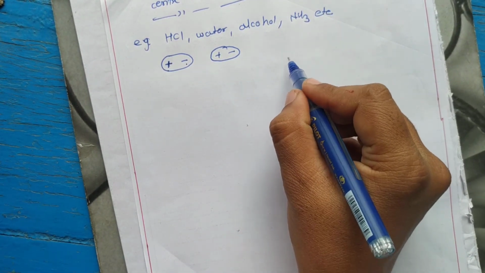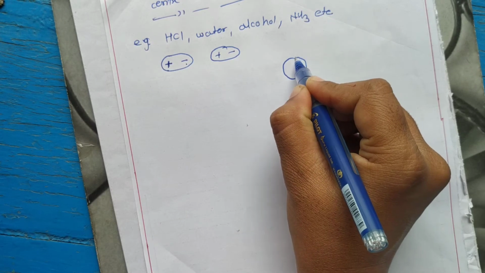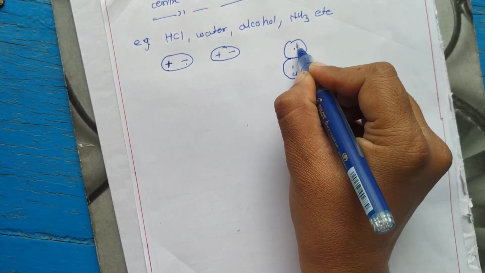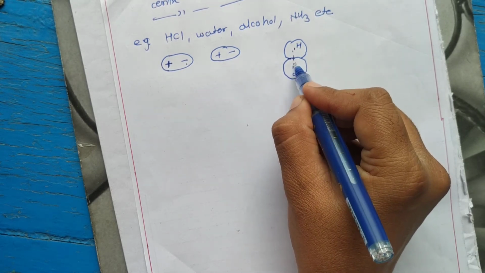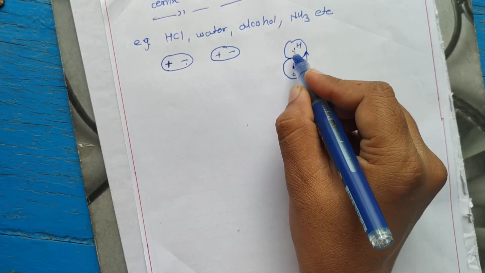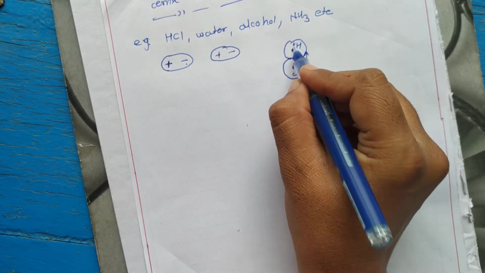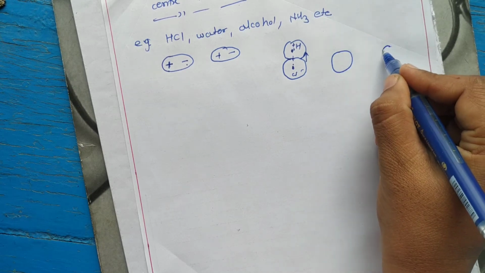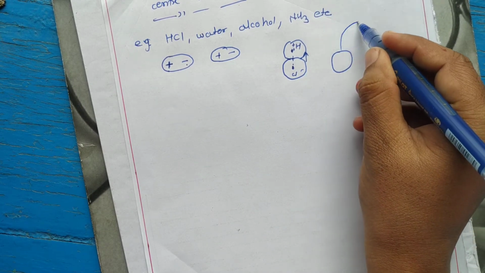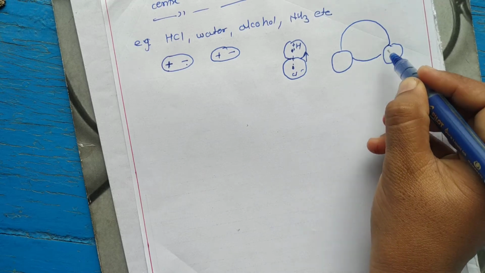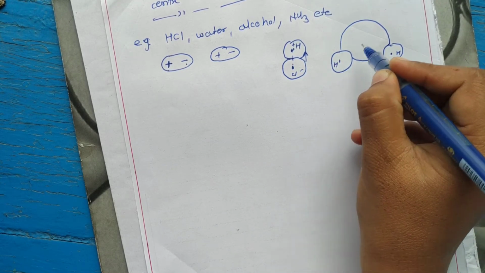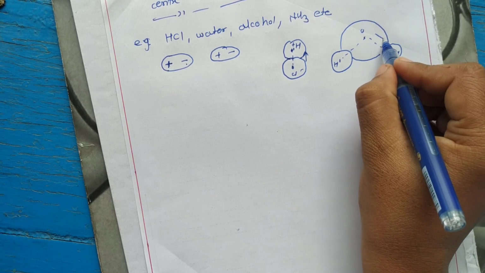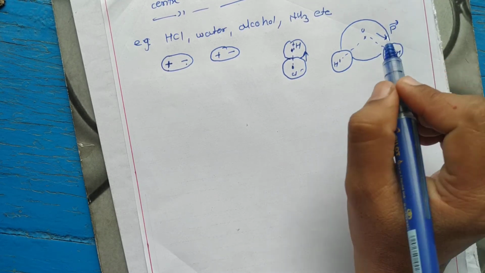Suppose this is the HCl molecule. This is chlorine and this is hydrogen. Then they have the dipole moment from chlorine to hydrogen, that means negative to positive. In case of a water molecule, this is hydrogen, this is hydrogen, and this is oxygen. Then the dipole moment is in this direction.